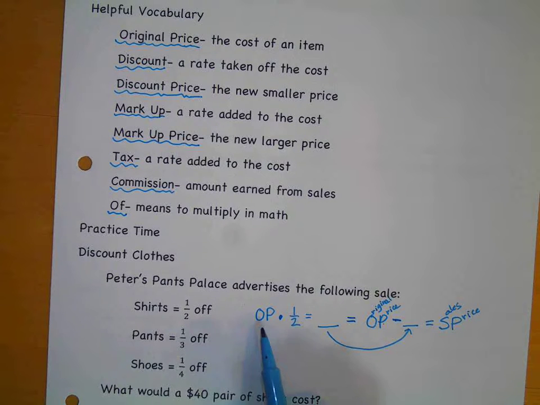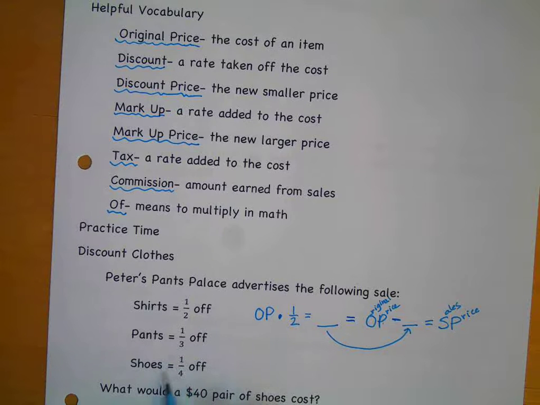So one shirt's 1/2 off. So original price times 1/2, you're going to get an answer. Then you take that answer and you subtract it from the original price, and that's what you pay at the register. Okay? Same thing for pants, except instead of 1/2, it's 1/3. And same thing for shoes. Instead of 1/2, it's 1/4. So don't freak out. I'm going to help you with this.